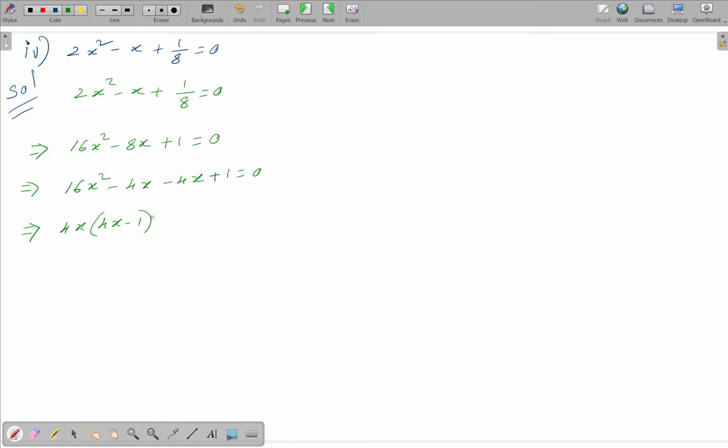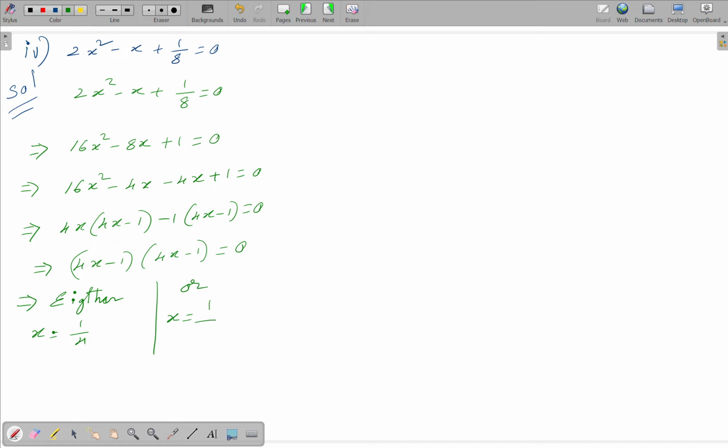That implies 4x into 4x minus 1 minus 1 into 4x minus 1 is equal to 0. That implies 4x minus 1 into 4x minus 1 is equal to 0. Either x is equal to 1 by 4 or x is equal to 1 by 4.